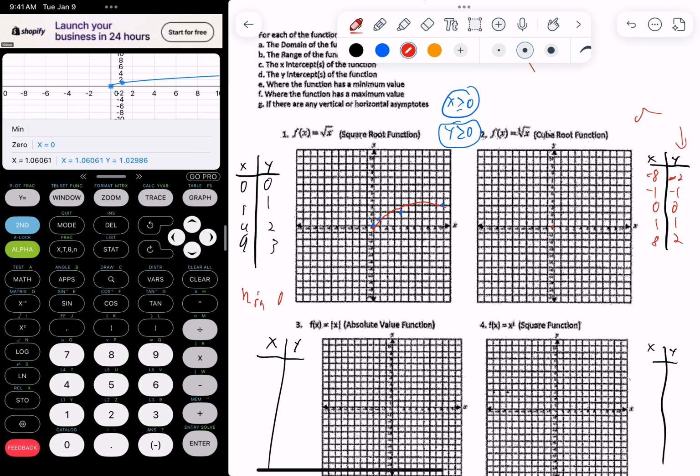So now we can graph it. -8 and -2. Again, I'm just going to make believe that this is 8, but be sure on the test to actually try to make sure. -1 and -1, 0 and 0, good, 1 and 1, 8 and 2. So now I have this. Okay, so now let's try to find the domain and range and all that stuff for the cube root of x.